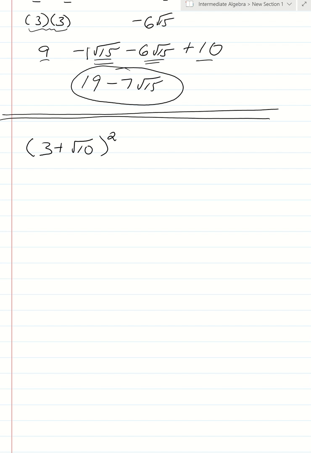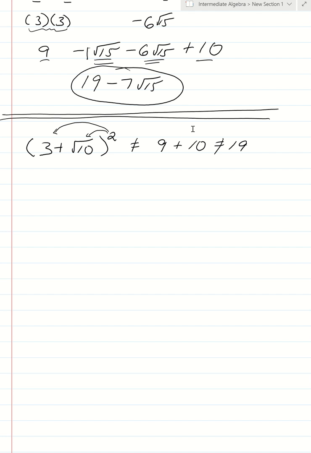Well, hopefully you didn't make the common mistake. The common mistake, of course, as we've talked about before, is that students want to distribute the power of 2, that exponent of 2, on the 3 and on the square root of 10. And a lot of times students will tell me that the answer is 9 plus, let's say, 10, or simply 19. And this is incorrect.